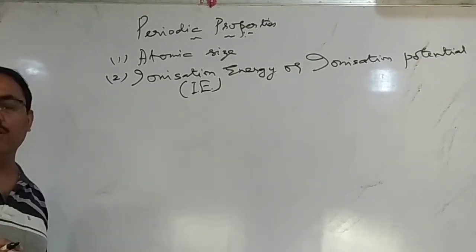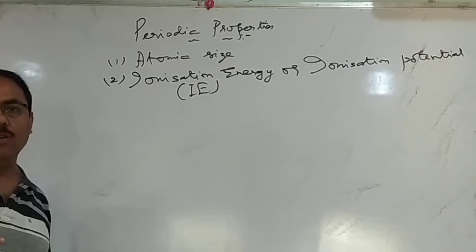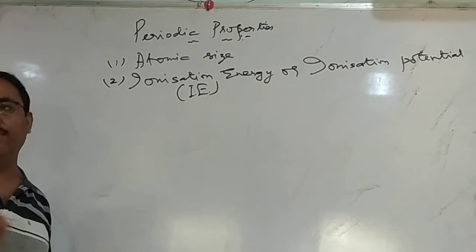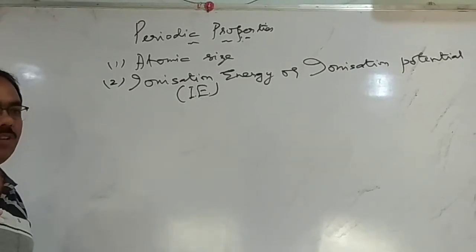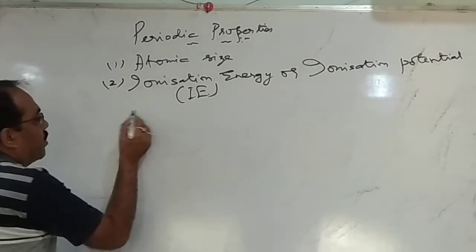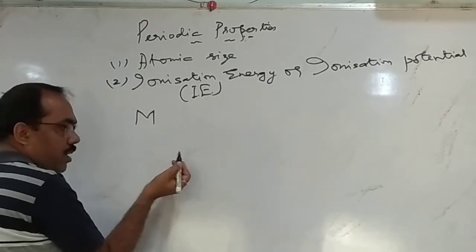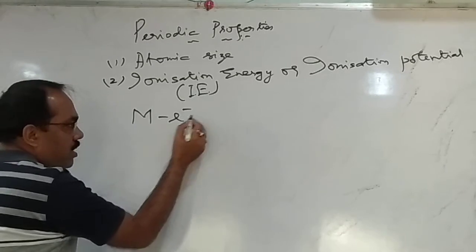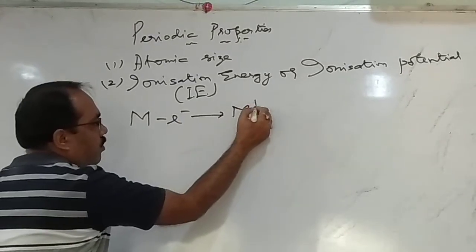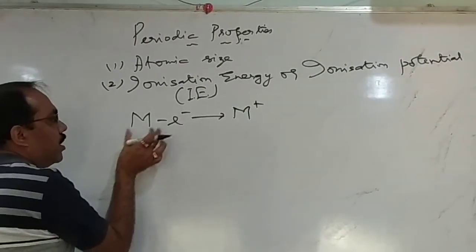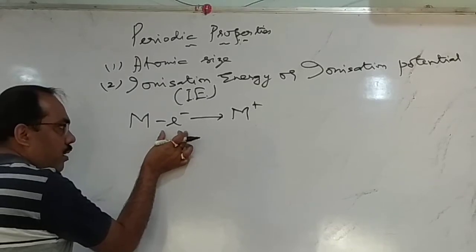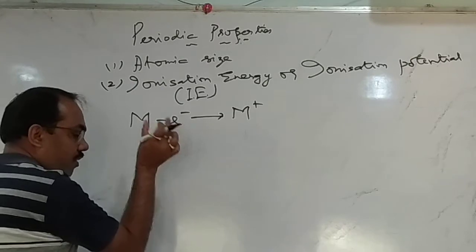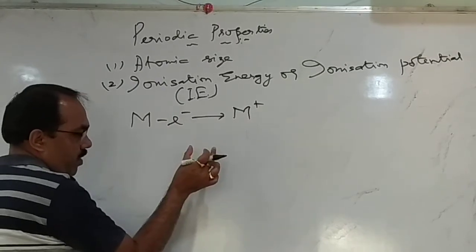It is the amount of energy required to remove an electron from the outermost shell of an isolated gaseous atom. What I said? It is the amount of energy which is required to remove an electron. For example, suppose we have an element M. We are removing an electron, that is e minus. So what is forming? It is forming a cation. So again I repeat, it is the amount of energy required to remove an electron from the outermost shell of an isolated gaseous atom.